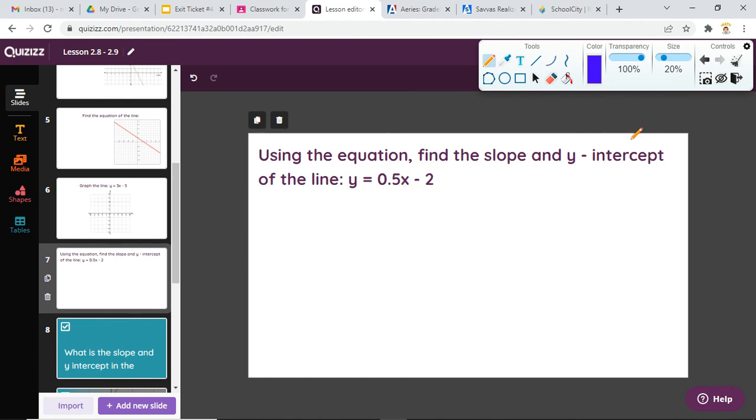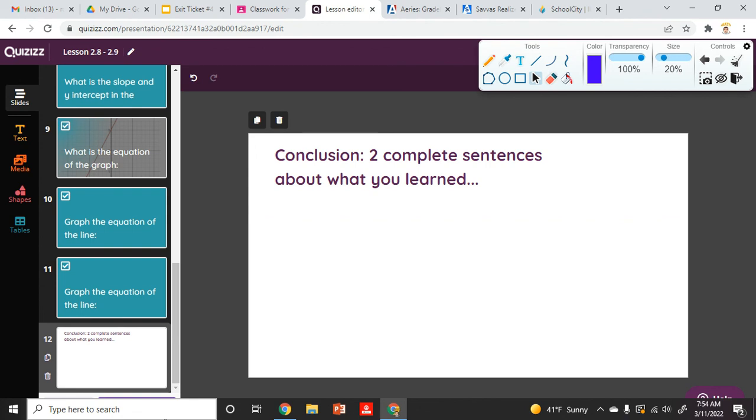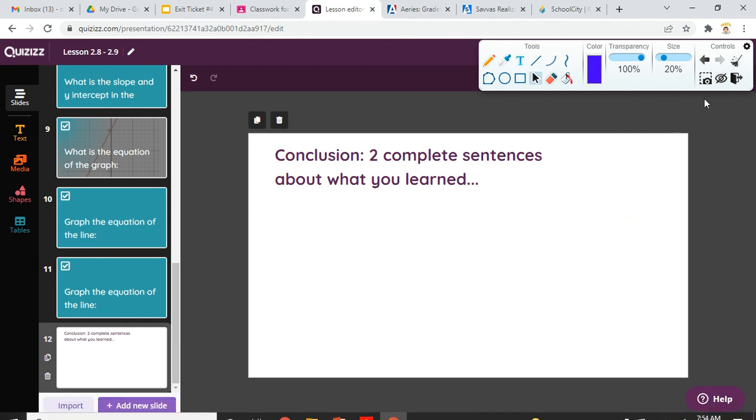Alrighty, everybody. I hope this was helpful for you guys today. What I need you to do now is make sure you write down 2 complete sentences about what you learned today. This is your conclusion. If you guys have any questions, please bring them to class tomorrow.